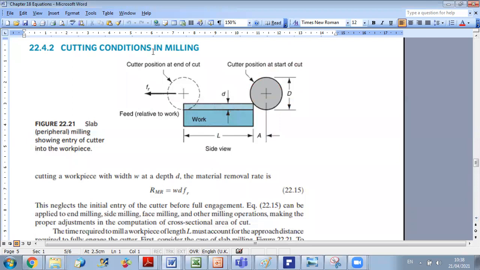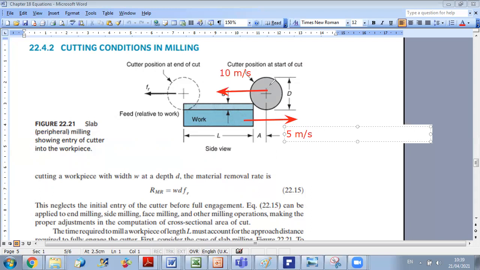For example, let's say the cutter is moving at a velocity of 10 meters per second towards the left, and the work is moving towards the right with a velocity of 5 meters per second. What will be the relative velocity? What will be the feed rate that I should take into account? How do you calculate relative velocity? Yes, exactly, Ghadi. It is 15.